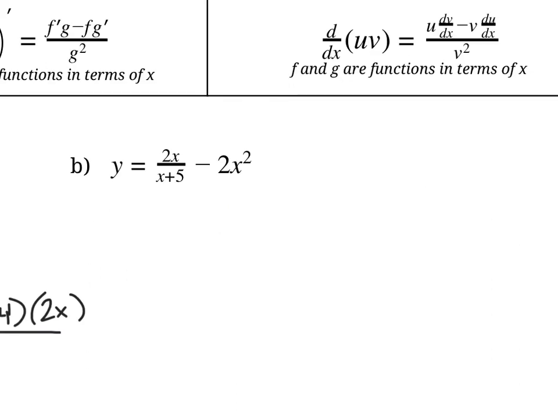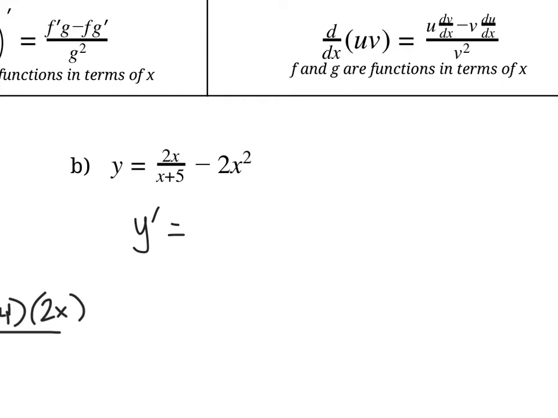So looking at example B, we see that we have two parts to this function here. This part here looks like it could be applied to the quotient rule, and this part here looks like it's just a normal polynomial that we know how to find the derivative of. So when this happens, we can just take the derivative of those two parts separately. So y prime is going to equal the derivative of that first part, 2x over x plus 5. And this is where we're going to apply the quotient rule.